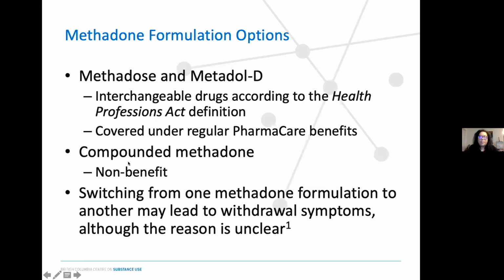So Methadose, the pink one, and Methadone D is the one that we mix in orange. It is interchangeable under the BC Health Professions Act, and it is covered under PharmaCare. So depending on the patient, some people prefer one over the other. And you can, as a patient, ask the pharmacy for a different choice depending on what you're interested in or what you're comfortable with. That's the most important thing.